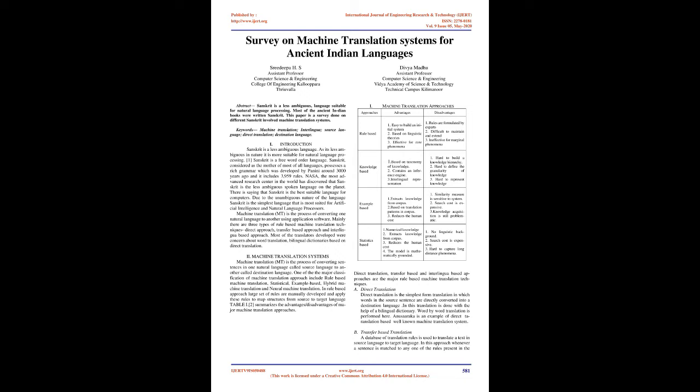Keywords: machine translation, interlingua, source language, direct translation, destination language. Introduction. Sanskrit is a less ambiguous language. As it's less ambiguous in nature, it is more suitable for natural language processing. 1. Sanskrit is a free word order language.